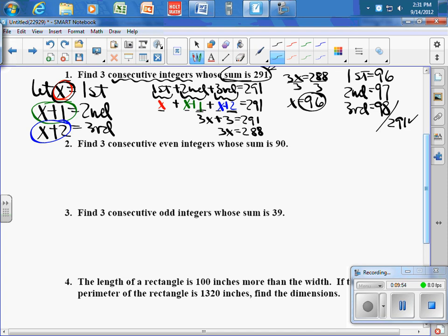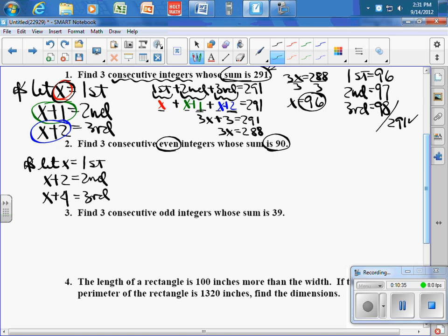In number 2, we're going to find 3 consecutive even integers whose sum is 90. Well, we always start out with a consecutive integer problem, regardless if it's consecutive integers, consecutive evens, or consecutive odds, with let x equal the first one. That is always going to be the case. Since we're talking about consecutive evens, we would have to add 2 in order to get to the second integer, and we would have to add 4 in order to get to the third.